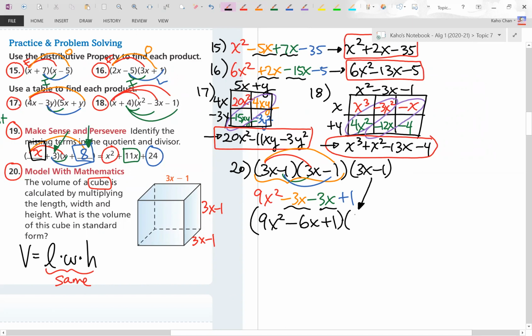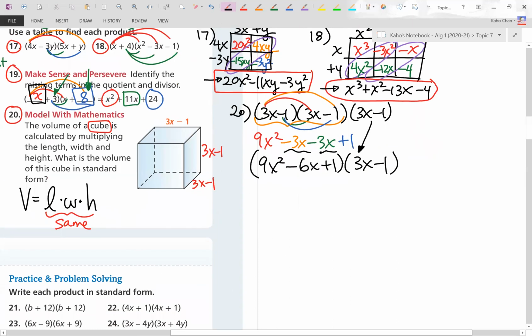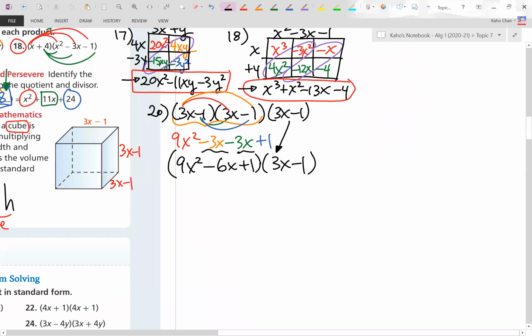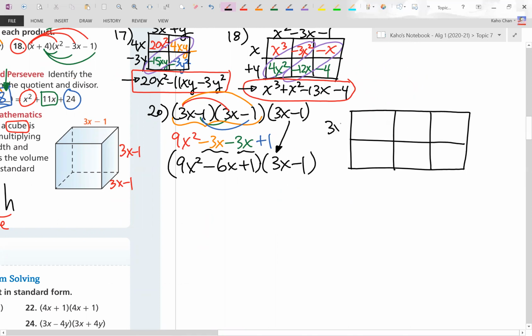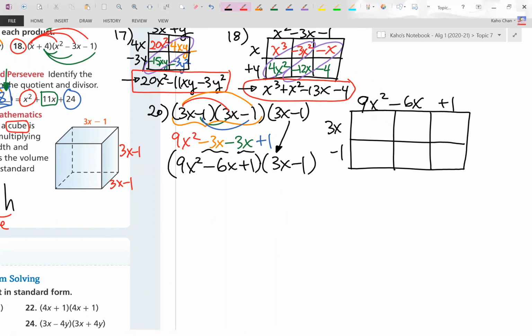Now I'm going to bring this down for my third side. Wow. This is going to require a lot of distributed property. I think I'm going to do a box or a table, they call it. Let's do it. 3x minus 1, and then the answer I just got a moment ago, 9x squared minus 6x plus 1. I'm going to go ahead and FOIL this, superfoil. Ooh, backwards. So 3x times the first row is, excuse me, 27x cubed minus 18x squared plus 3x, and then the back half.